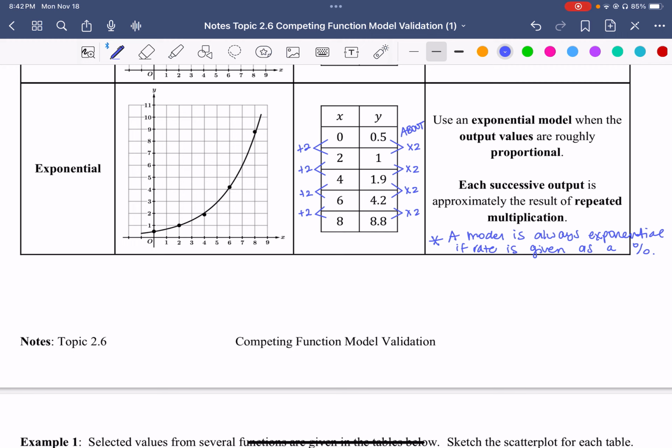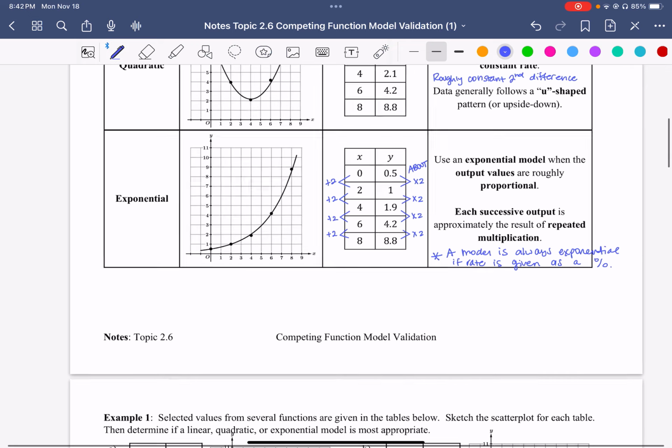So the question does not have to say this scenario is modeled by an exponential function. If all they say is the rate is increasing at 10% or the rate is decreasing or depreciating at 17%, anything that has a percent is automatically going to be exponential.